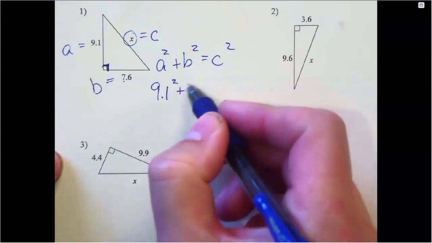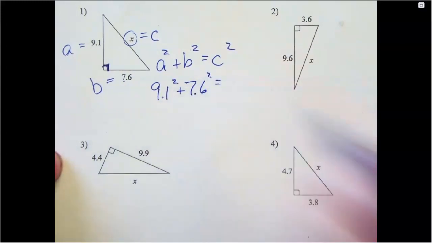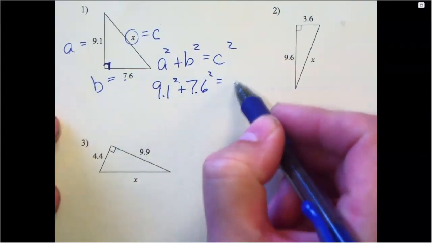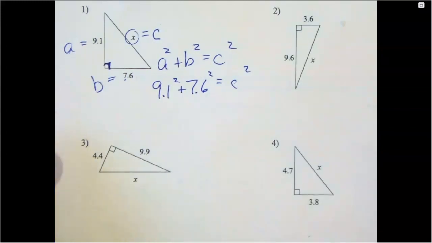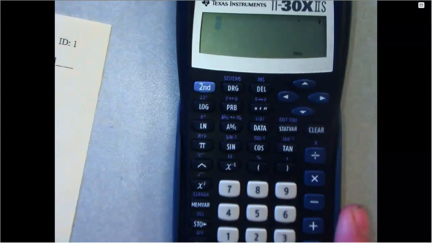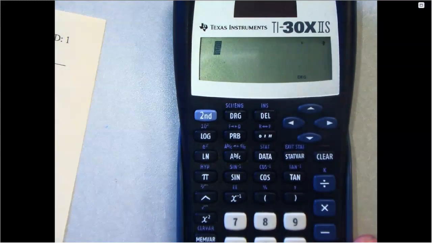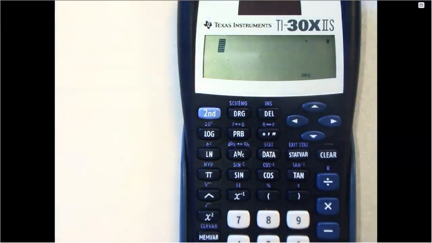B is 7.6, so it's going to go 7.6 squared. And then C squared is just C squared. And then I'm going to use my calculator and figure out what all that stuff is. Everyone's calculator is different, so you might not know where your squared button is. Let me do mine and show you what you should get, but we'll see if you're getting it also.